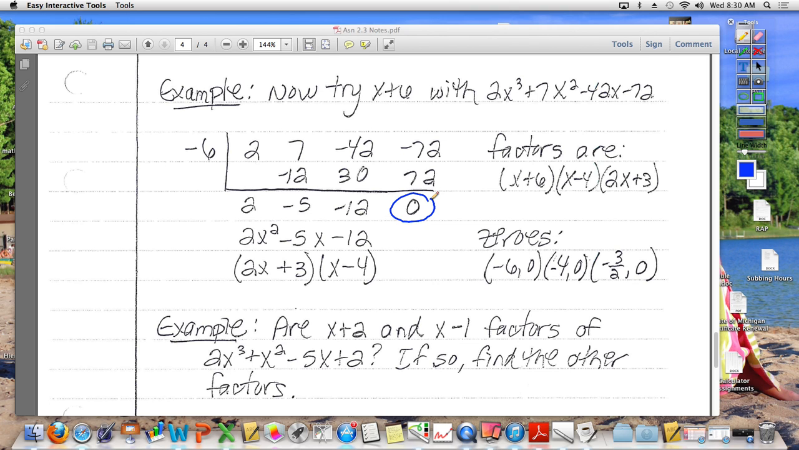Now I already did the math. We got a 0. So it is a factor. It says x plus 6, so you write down negative 6 out front. Should I walk you through the synthetic division, or do you feel like you know how to do it? Know how to do it? You end up with the remainder of 0.